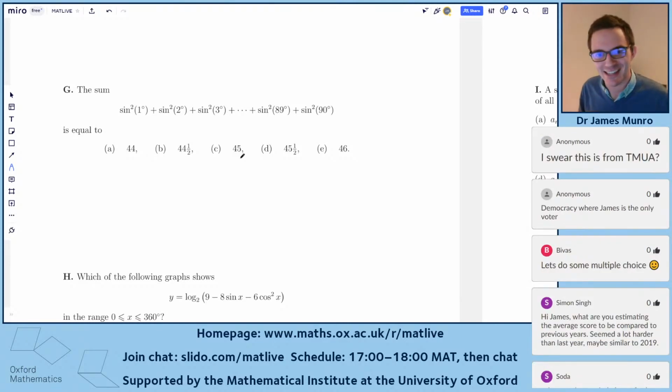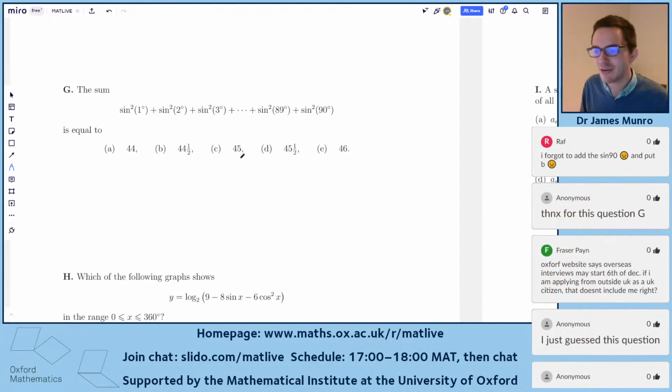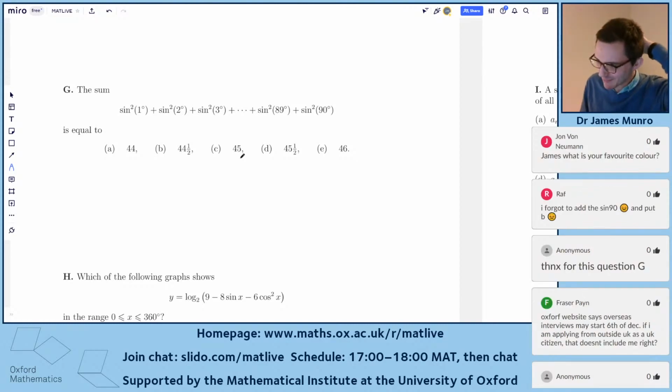This question is about adding together sine squared values, and it looks like an arithmetic progression question. Question G. Raf missed the sine squared 90 at the end. Yeah, so there's sort of a... It's not quite a trap, it's just... There's something that this question is not. It's not an integration question.